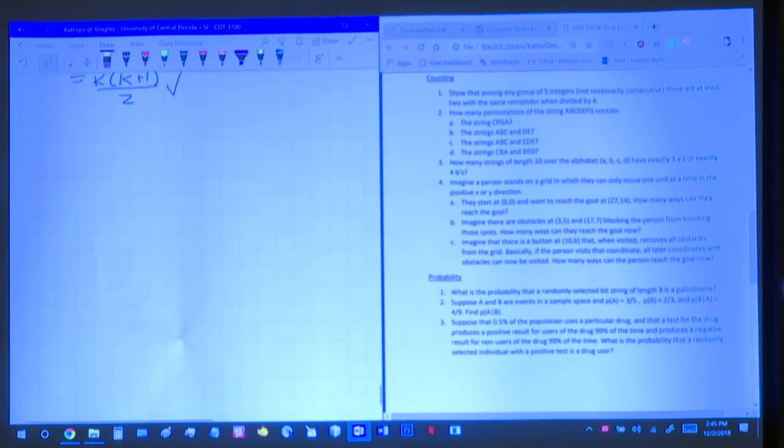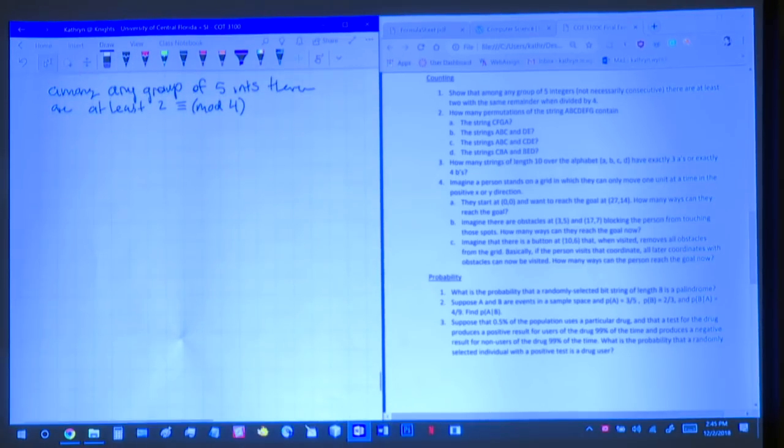This one's counting. So this question is: show that among any group of 5 integers that don't have to be consecutive, there are at least two that have the same remainder when divided by 4. So basically, at least 2 that are equivalent mod 4.